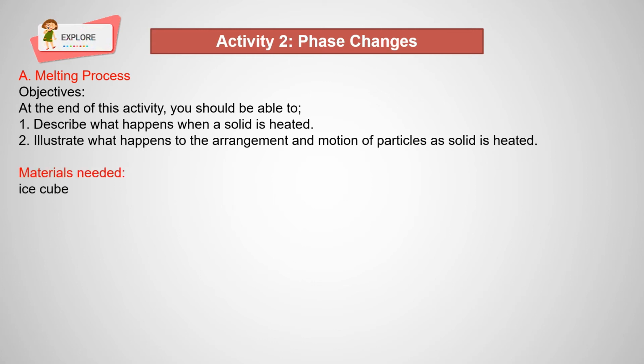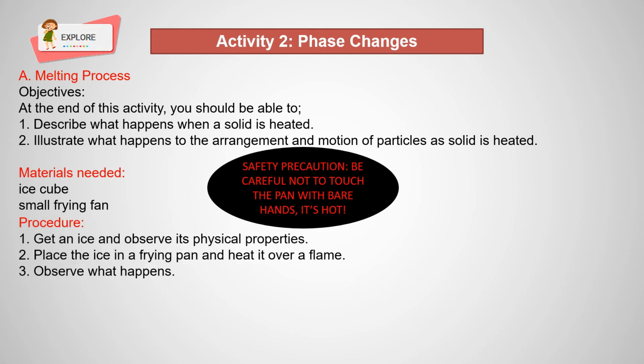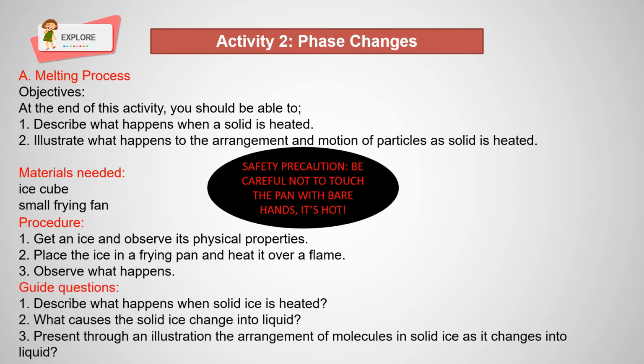Materials needed are the following: ice cube, small frying pan, and take note, safety caution. Be careful not to touch the pan. Again, be careful not to touch the pan with bare hands. It's hot. Procedure. Number 1. Get an ice and observe its physical properties. Place the ice in a frying pan and heat it over a flame. Then observe what happens.